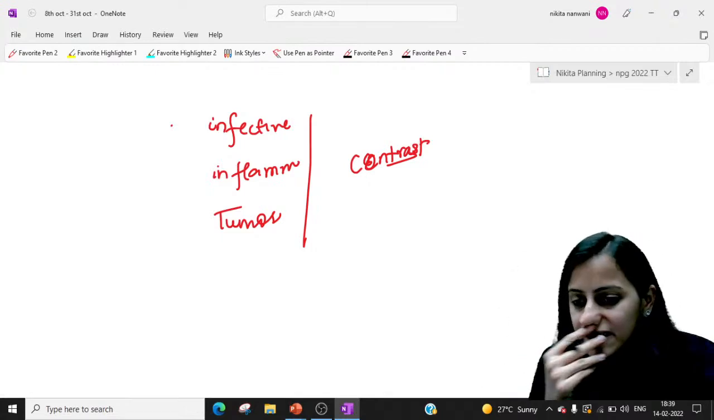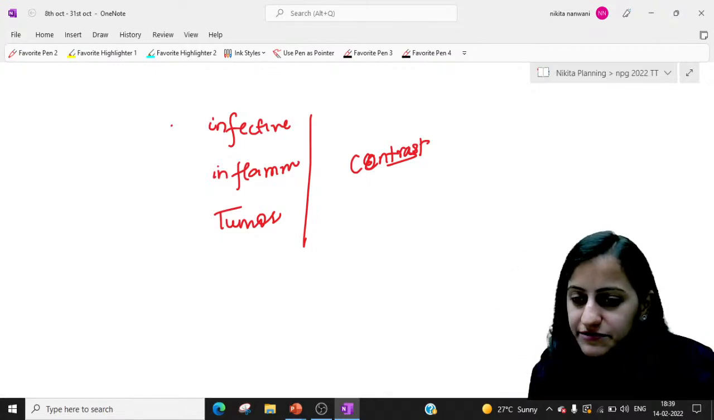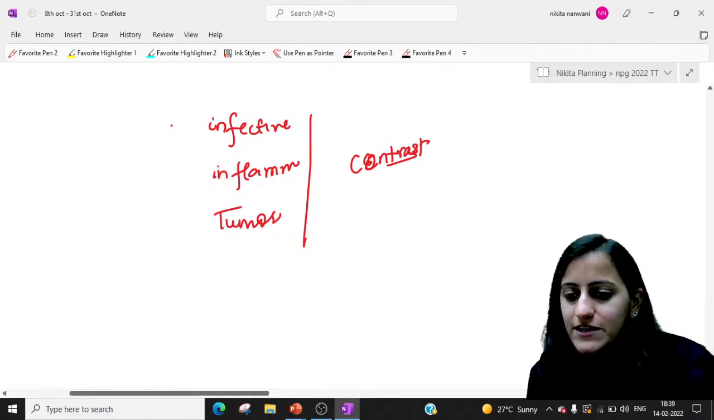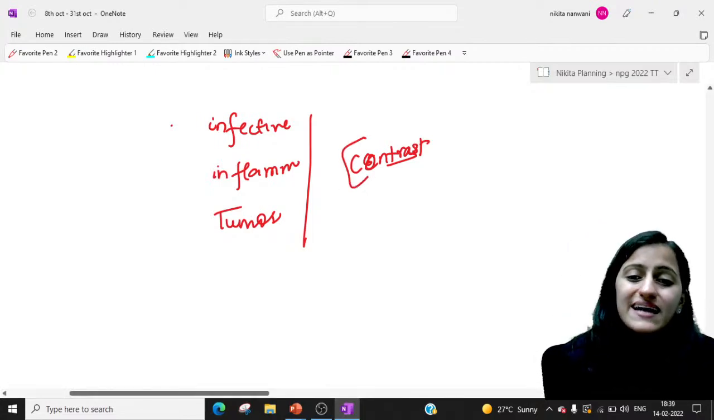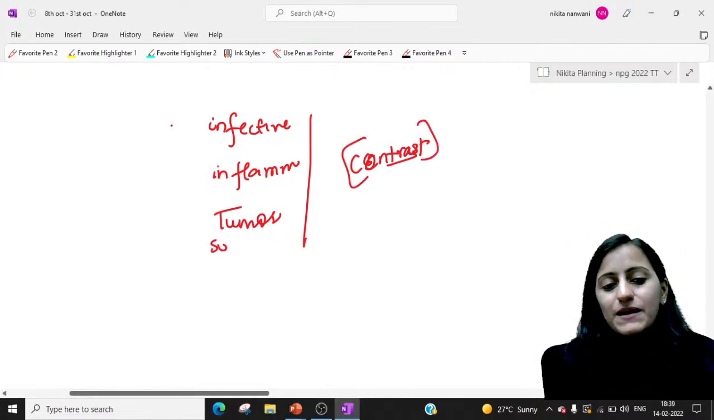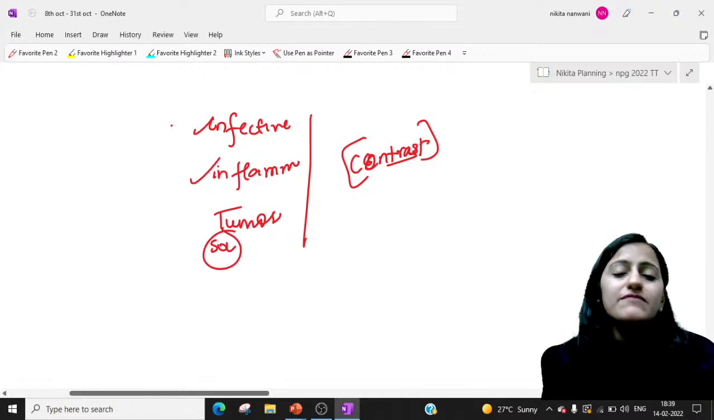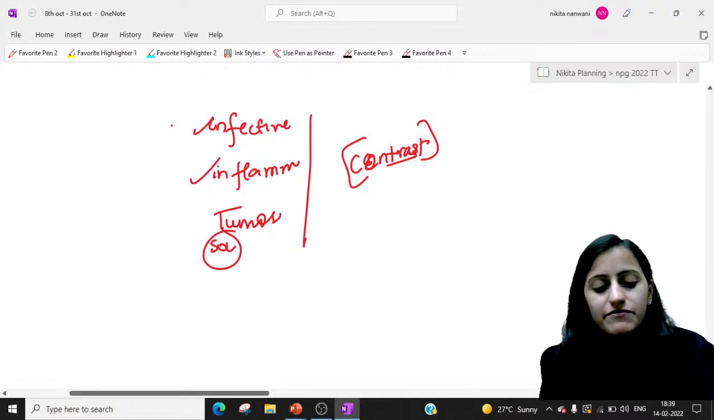Right. So remember that, I'll show you the difference between oral and IV contrast. Remember, the contrast scan is very, very important for any space occupying lesion, infective, inflammatory pathologies. Very, very important.